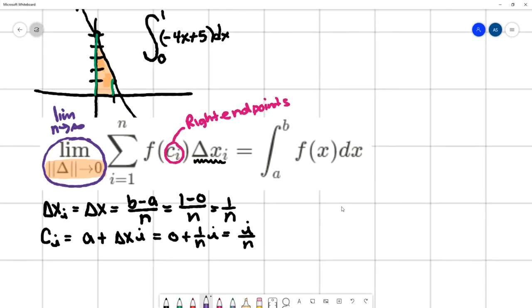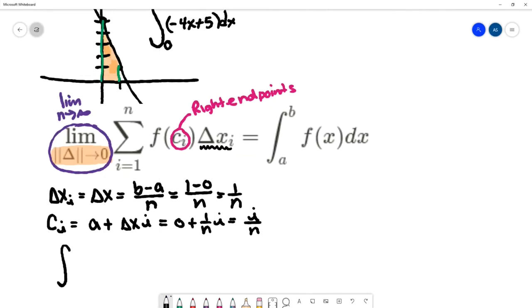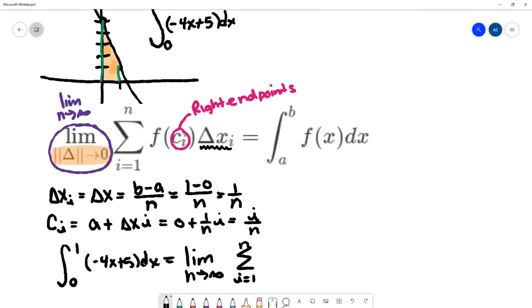So let's write out some of the information that we have adjusted here. We've got our integral from 0 to 1 of negative 4x plus 5 dx is now going to be the limit as n approaches infinity, the sum of i equals 1 to n, f of our sequence of right endpoints, that's f of i over n, times delta x i, which we've simplified to be 1 over n.